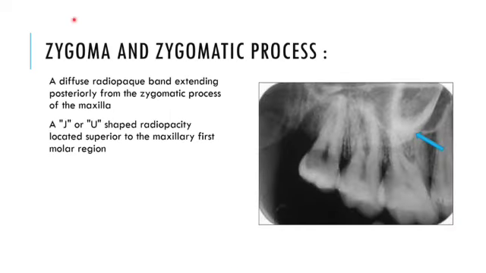Next is the zygoma and zygomatic process. It is a diffuse radiopaque band extending posteriorly from the zygomatic process of the maxilla, a J or U-shaped radiopacity which is located superior to the maxillary first molar. So when you make a maxillary first molar projection, you tend to see this U-shaped radiopaque image above the maxillary first molar, which is nothing but your zygomatic process or the zygoma.